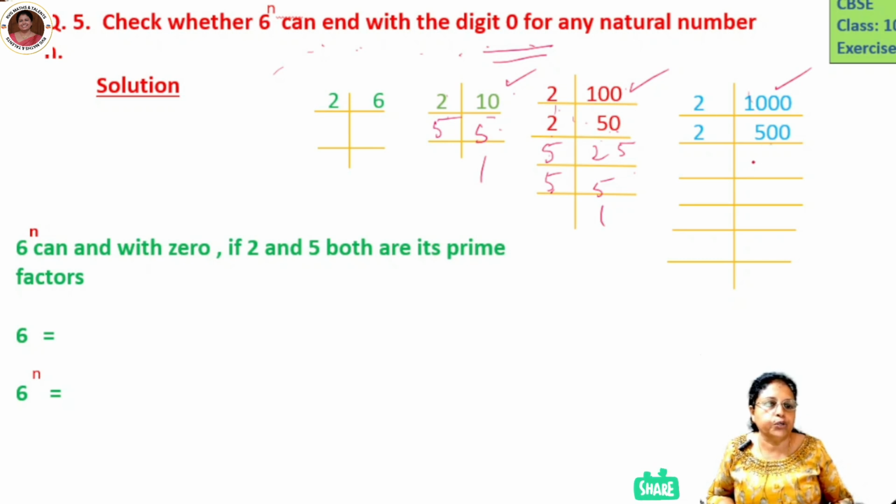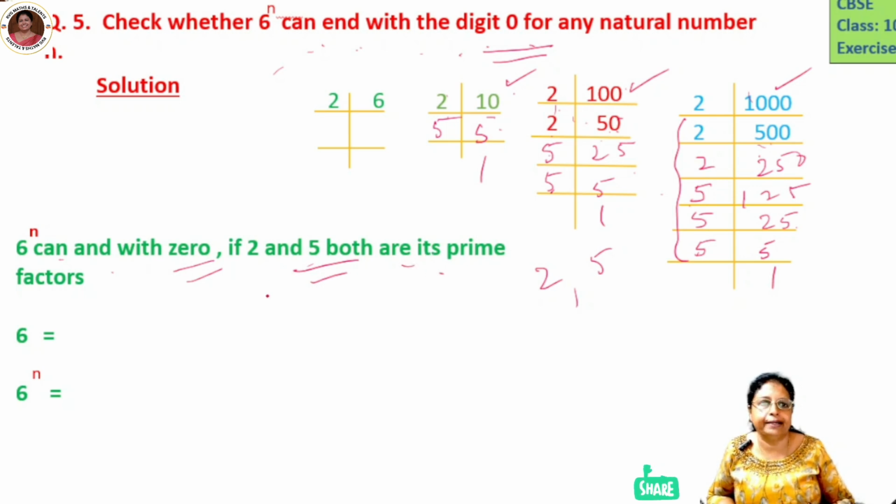Here also you can find out. This is 250. You divide it by 2, 125. Again divided by 5, then you will get 25. 5 times 5 is 25. In all these cases you can see 2 and 5 will be factors of numbers ending with digit 0. So if 6 raised to n can end with 0, then 2 and 5 both should be its prime factors.